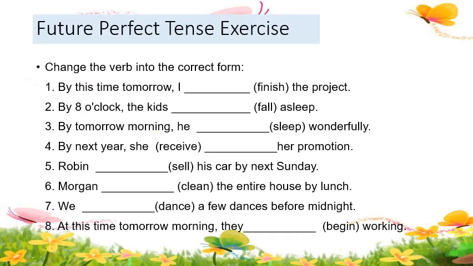Here is a practice exercise for you. Change the verb into the correct form. You are going to read the sentences and choose the correct form of the verb which we can use in future perfect tense. Let's read the sentences first.